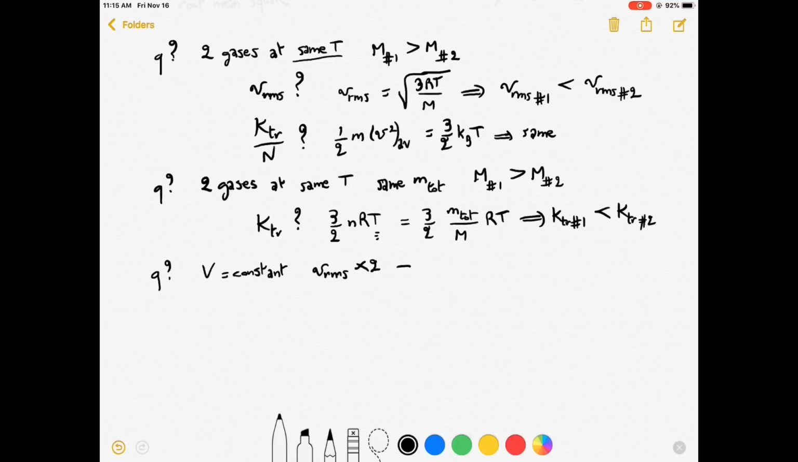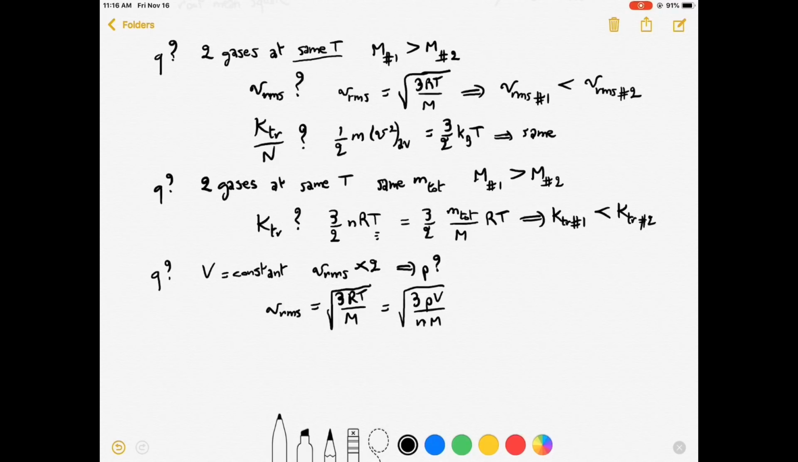Then what happens to the pressure? Does it stay the same, double, quadruple, decrease? So what's the relation between RMS and pressure? You have the RMS speed, which is the square root of 3RT over the molar mass. Now you can rewrite this using the gas law. RT is going to be PV over n, so 3PV over nM.